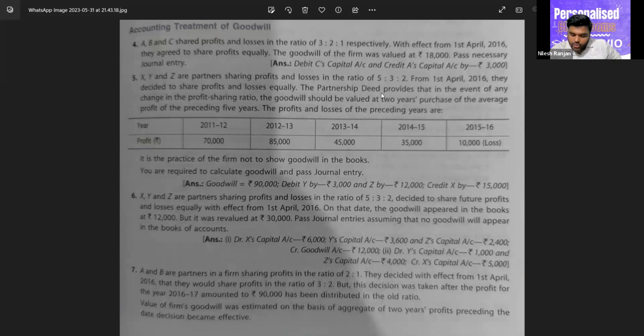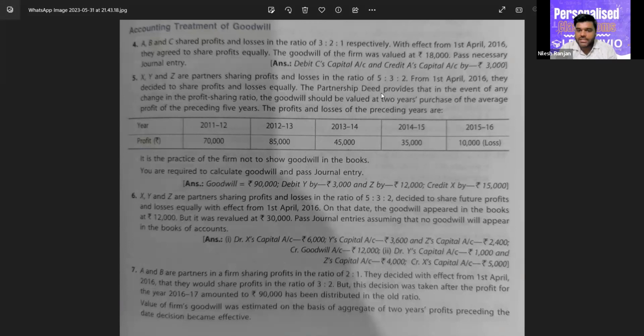It was decided that no goodwill account will be opened in the books of the firm, and necessary adjustment will be made through capital accounts, which on 31st March stood at 1,50,000 for A and 90,000 for B. So their capital balances are given, and the previous 2 years' profit is given. A and B are partners in a firm sharing profit in the ratio of 2:1. They decided with effect from 1st April 2016 that they would share profit in the ratio of 3:2. So old ratio was 2:1, new ratio is 3:2. You can easily calculate the gain or sacrifice.